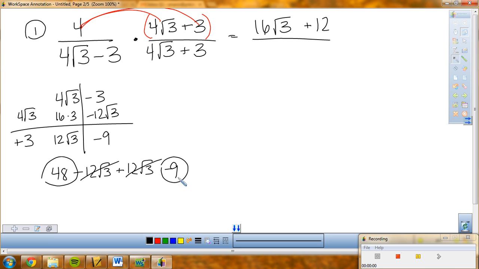48 minus 9 gives me 39. I can check to see if I can simplify 12 and 39 or 16 and 39, but 39 is prime, so this is going to be my final answer. So same thing that we were doing in the multiplication, it's just that now we're doing multiplication in the numerator and in the denominator as far as binomial multiplication goes.